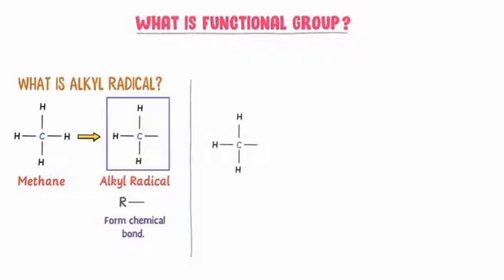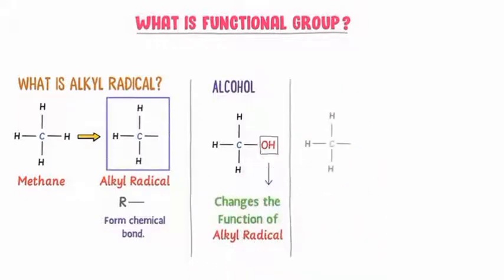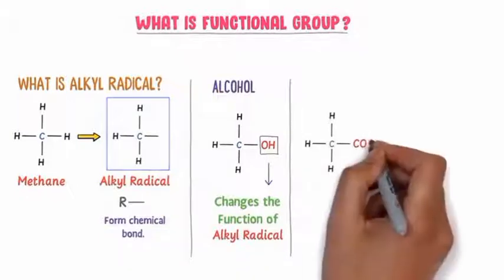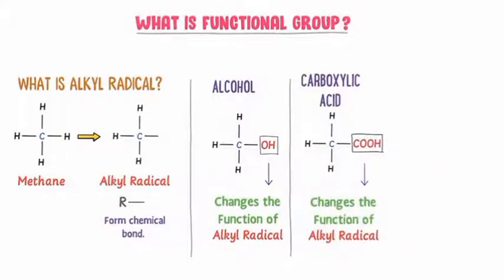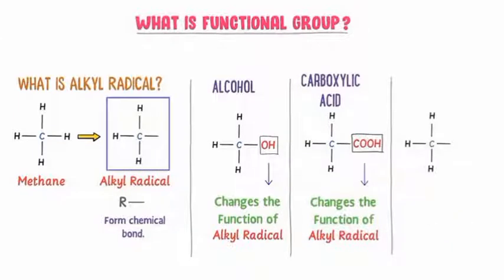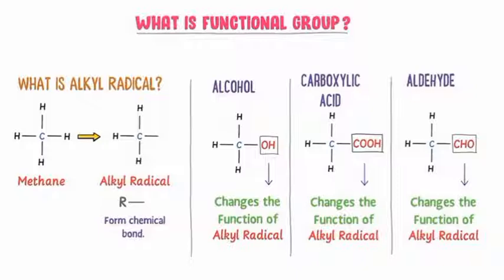So, if an OH is attached to the alkyl radical, something new is formed and it's now called an alcohol. And so, OH changes the function of the alkyl radical. Similarly, if COOH is attached to the alkyl radical, again, something new is formed and it's now called a carboxylic acid. So, COOH changes the function of the alkyl radical. Again, if CHO is attached to the alkyl radical, something new is formed and it's now called an aldehyde or alkanal. And so CHO changes the function of the alkyl radical.